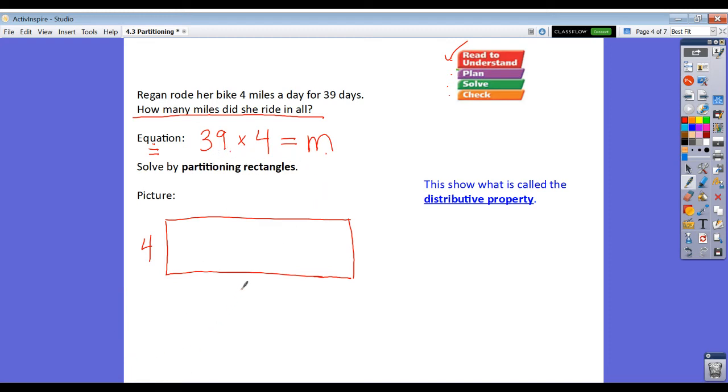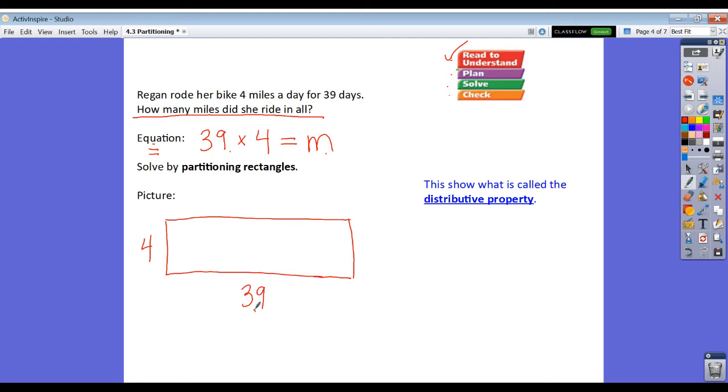That would have been the same thing. You could have your rectangle rotated vertically. I like the horizontal way, it makes it easier for me to get my picture right. So now I have 4 times 39.